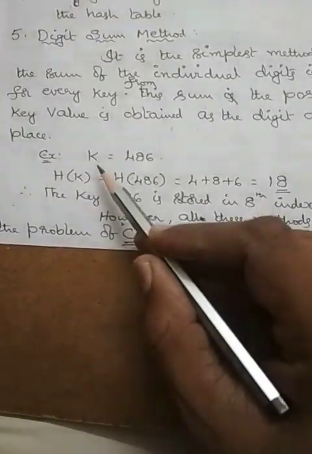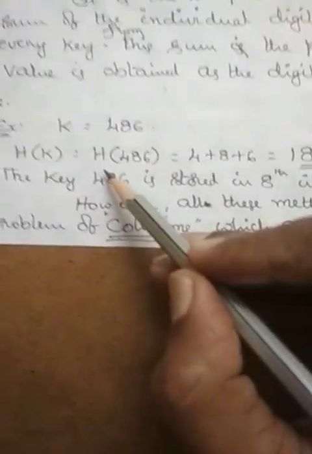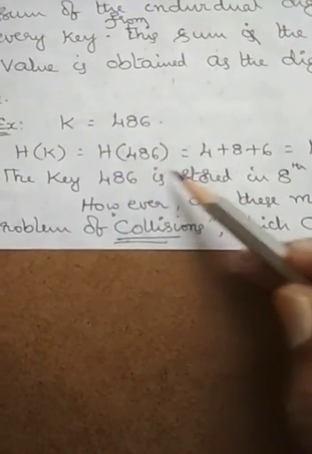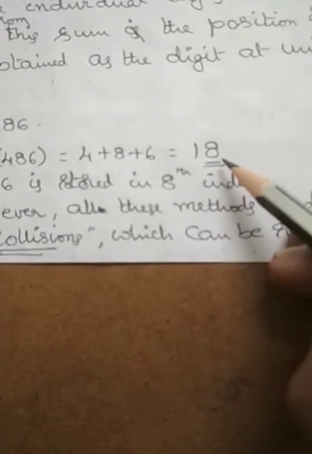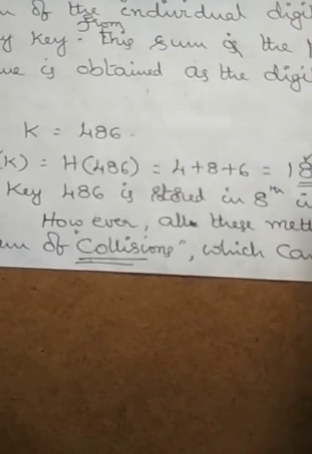Let us consider k equal to 486. h of 486 is obtained by summing the digits: 4 plus 8 plus 6 gives 18. So at the units place 8 is available, so at the 8th index we store 486, ignoring the 1.